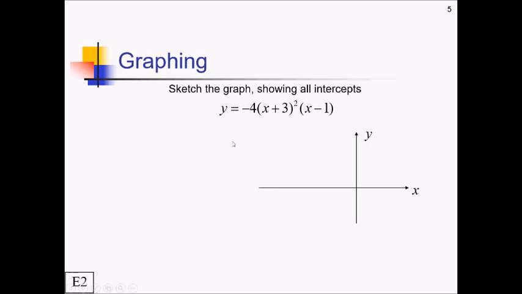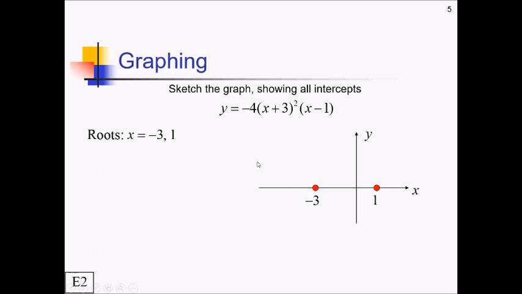Okay, so let's see how that went. Just like before, we'll start by getting the zeros, the x-intercepts. Those are going to be, for this first factor, we have -3. And our root for the second factor is +1. So we have -3 somewhere to the left of the y-axis and +1 somewhere to the right.